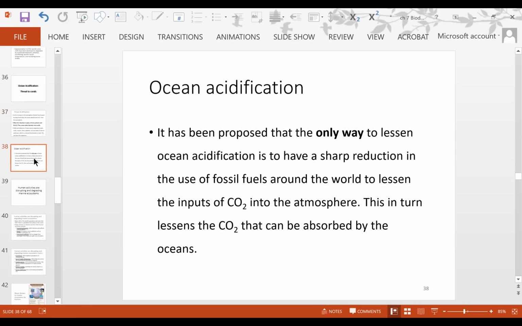It has been proposed that the only way to lessen ocean acidification is to have a sharp reduction in the use of fossil fuels around the world. That in turn lessens the inputs of carbon dioxide into the atmosphere, and then that would lessen the amount of CO2 that would be absorbed by the oceans. So basically, we should be reducing the amount of fossil fuels that we use and burn around the world.